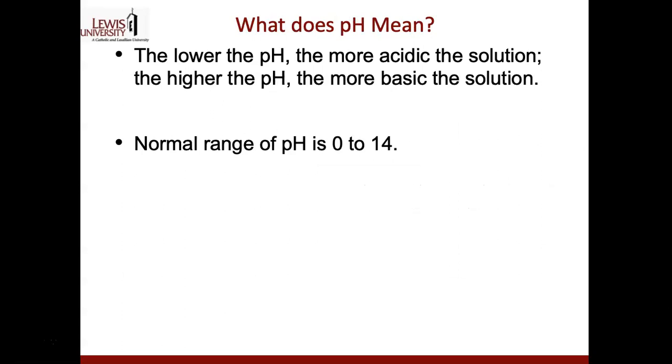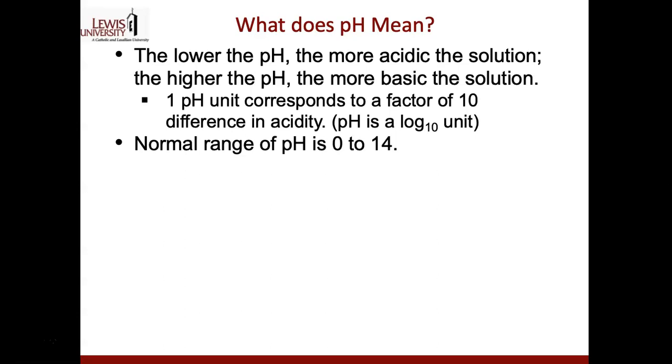So the lower the pH, the more acidic the solution, and the higher the concentration of H+. The higher the pH, the more basic the solution, the lower the concentration of H+. And if you think about this, 1 pH unit difference corresponds to a factor of 10 difference in acidity because it's a log 10 unit. So what's the difference between a pH 2 solution and a pH 3 solution? Well, the solution at a pH of 2 is actually 10 times more acidic. It's got 10 times the amount of hydronium ion in it than the pH 3 solution.